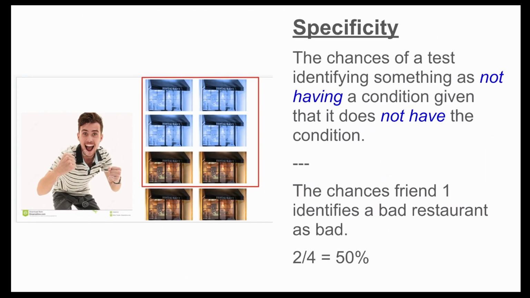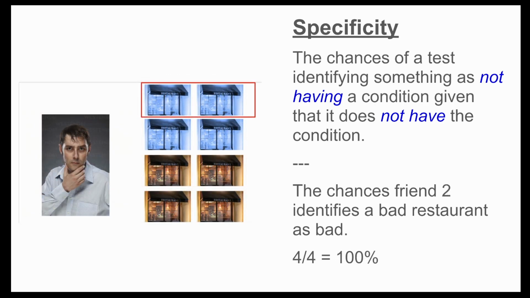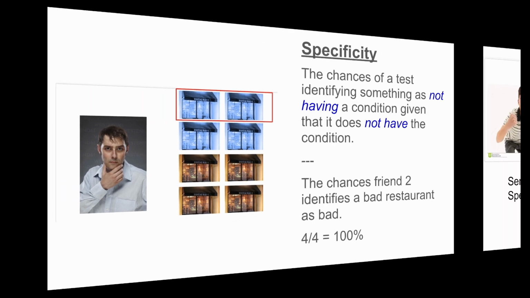Now we will reword the definition of specificity. It would be, what are the chances friend 1 identifies a bad restaurant as bad? There were 4 bad restaurants, and friend 1 correctly put only 2 of the 4 in his bad category. Therefore, friend 1's specificity is 50%. Next, what are the chances friend 2 identifies a bad restaurant as bad? Friend 2 correctly put all 4 of them in his bad category. Therefore, friend 2's specificity is 100%.